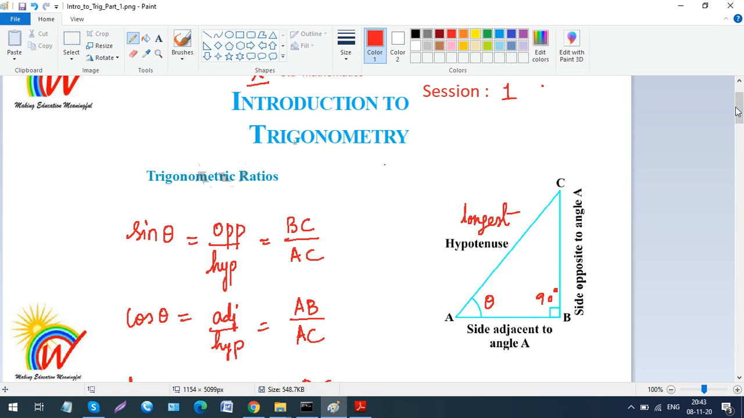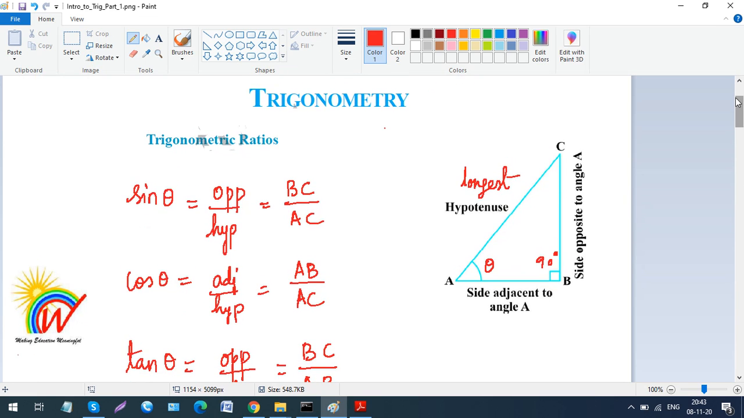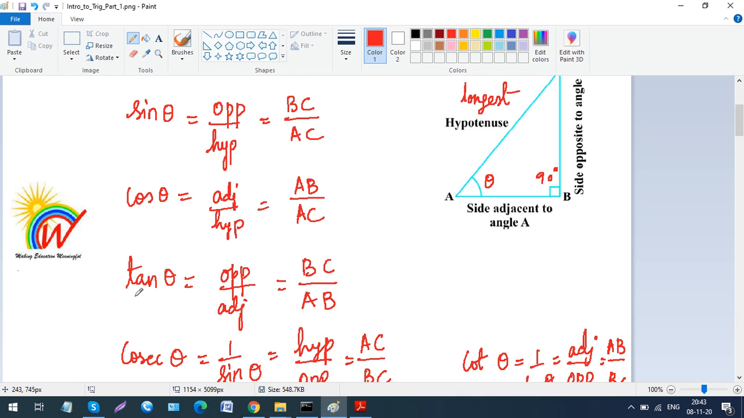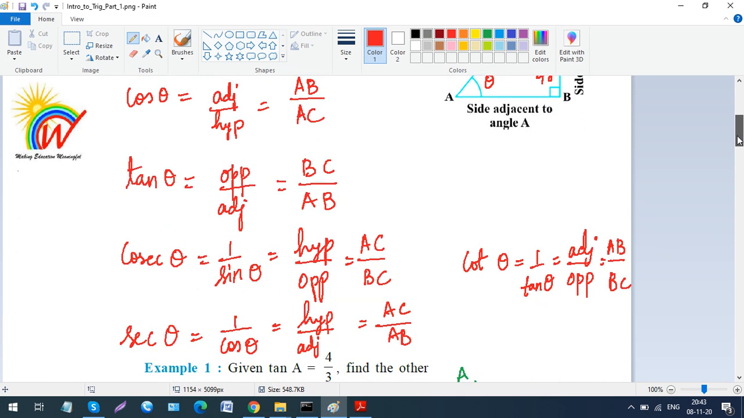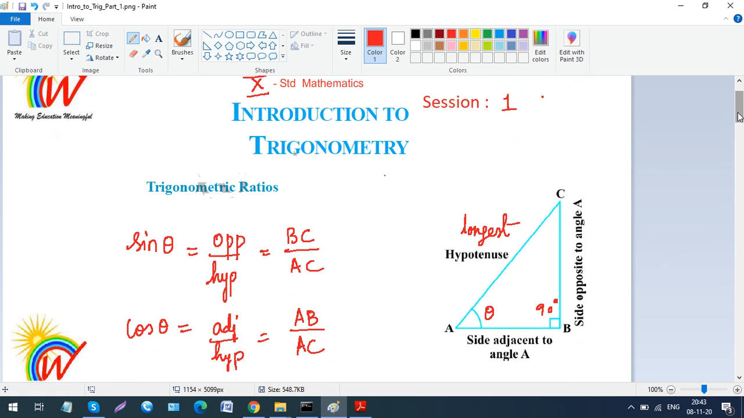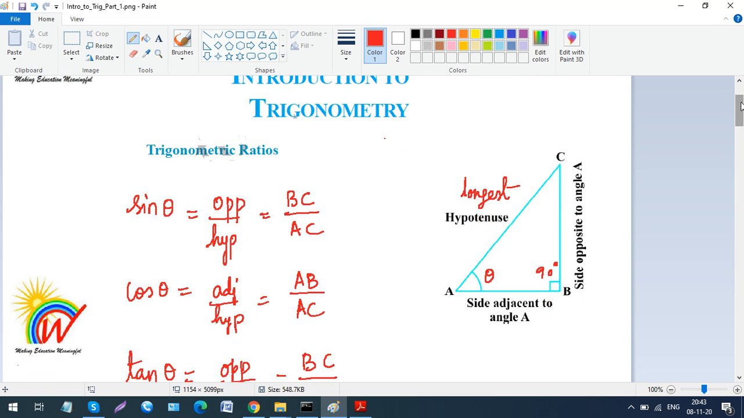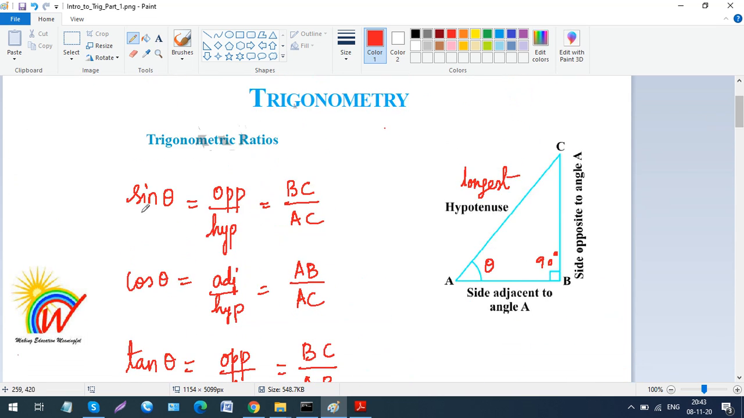Now when it comes to trigonometry, we have 6 trigonometric ratios. They are called sine, cos, tan, cosecant, secant and cot. I'll write the full form of these 6 trigonometric ratios, but when we do problems, we usually don't use the full form. We just write sin, cos, tan and so on. Sine's actual spelling is s-i-n-e, which is usually written as sin.